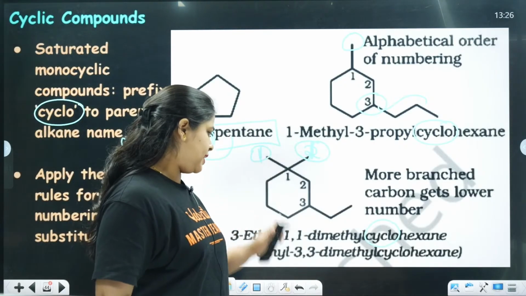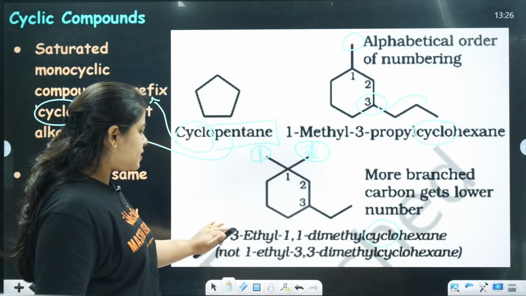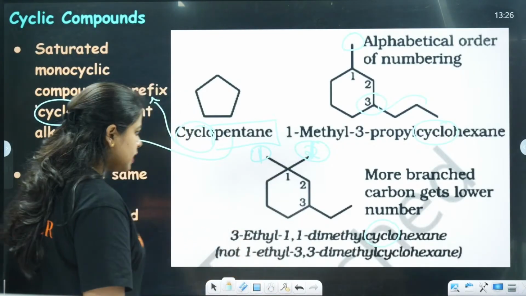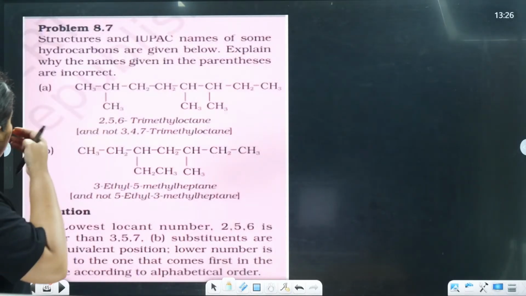it is not having any ethyl here, or 3 and 3 dimethyl. We should not mention it in this way. This is the proper name how you can mention the concept. Clear? Clear everyone? Next. Problem also they have given, few problems are there.